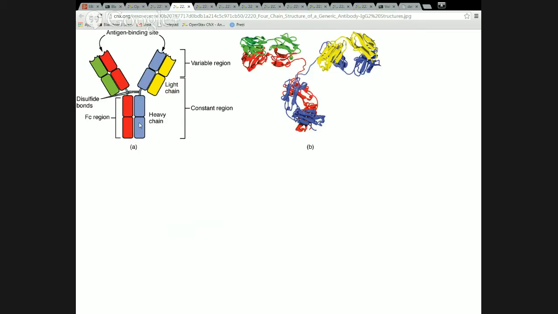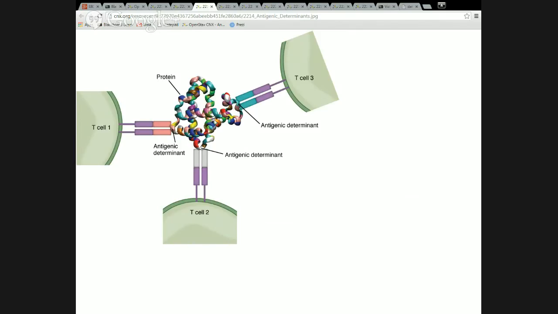So if this picture with the T cell receptors and the protein antigen were showing us an antibody, we'd have an antibody attached there. The other half of the antibody could attach to a second copy of this protein antigen and link them together. Okay. So antibodies have that ability to cross-link 2 separate antigens together.